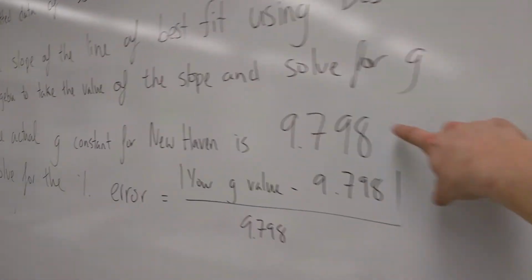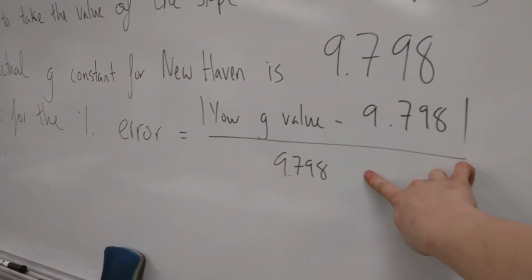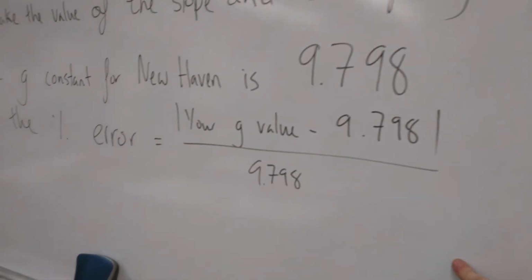So you'll use this equation: your g value minus what you should be getting, divided by what you should be getting, will give you the % error.